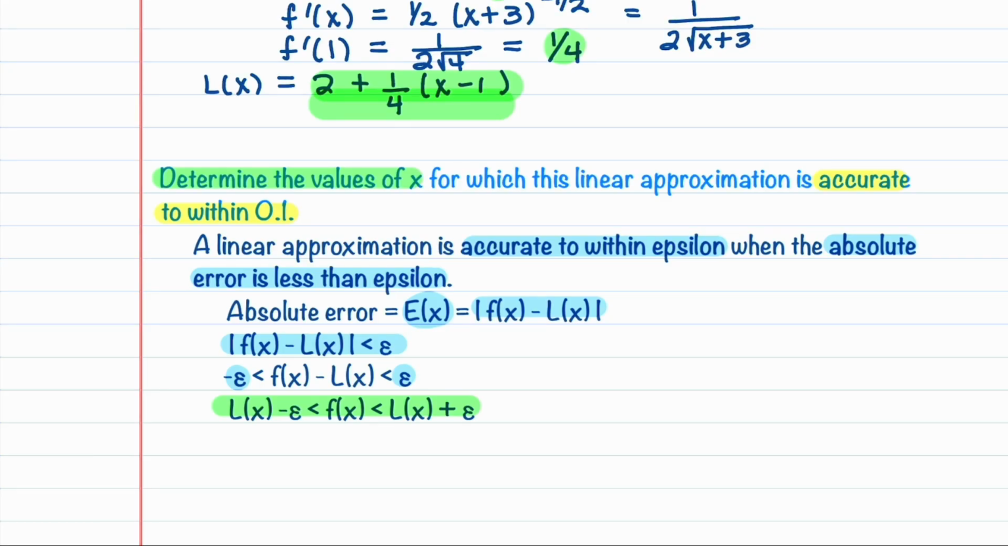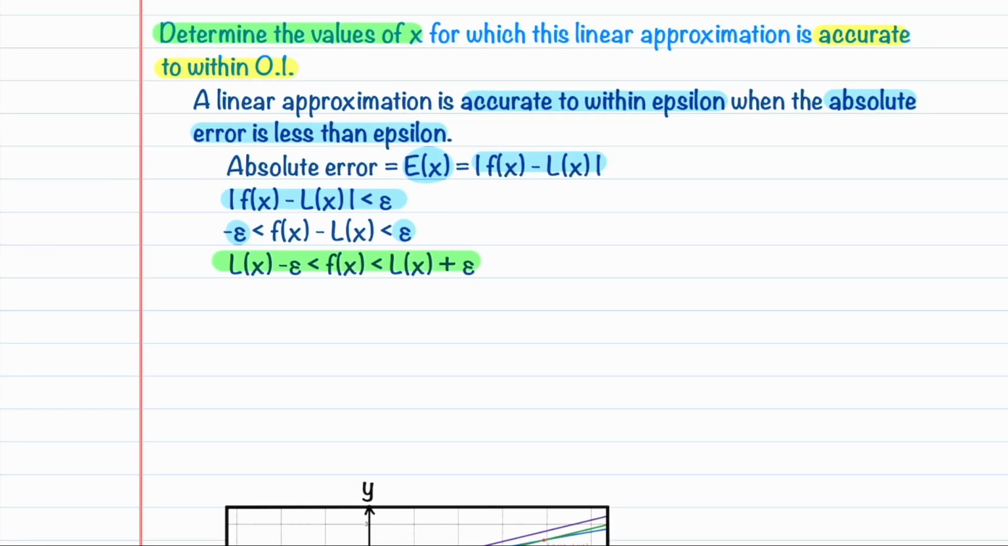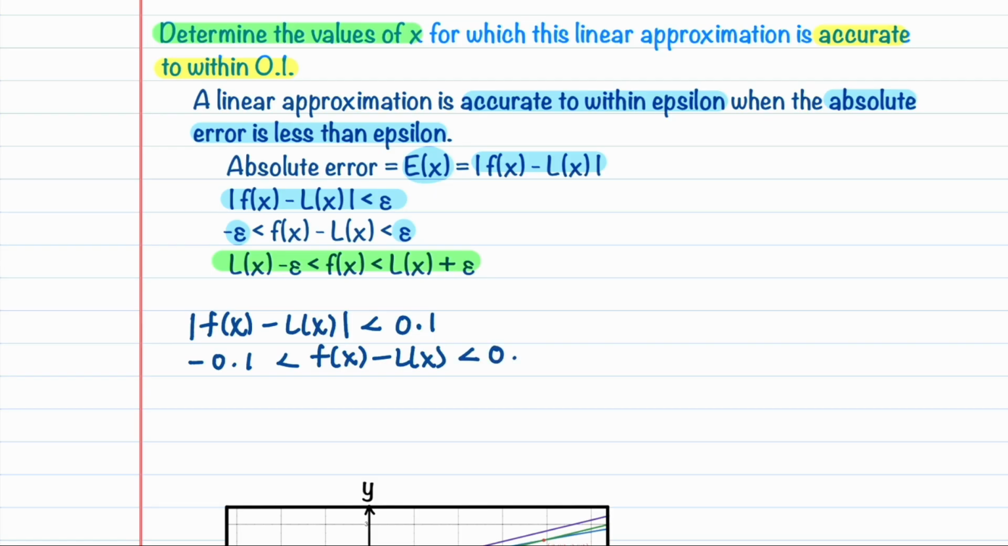Let's now see how this works for our example. We want the absolute value of f of x minus L of x, that is the error, to be less than 0.1. This means that minus 0.1 is less than f of x minus L of x, is less than 0.1, and then L of x minus 0.1 is on the left. In the middle, we have f of x, and then on the right, we have L of x plus 0.1.